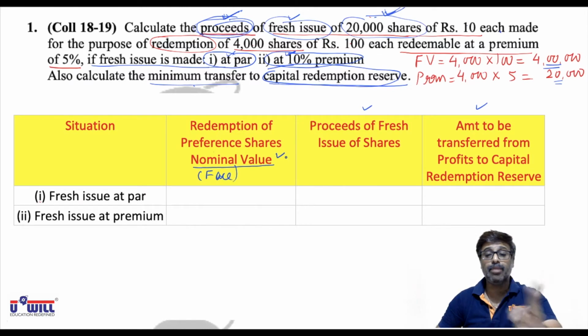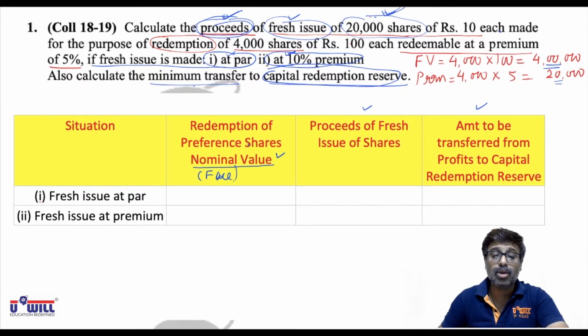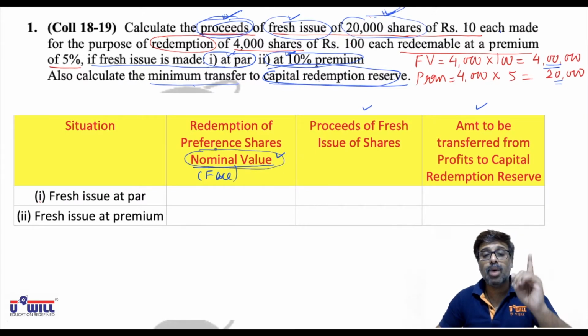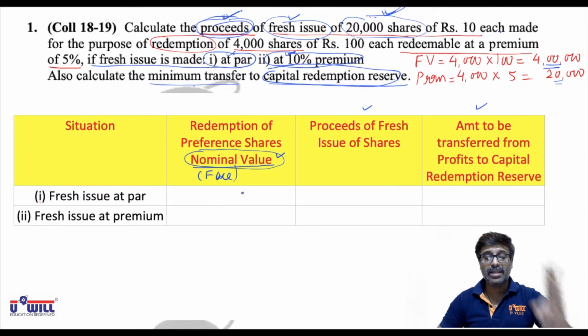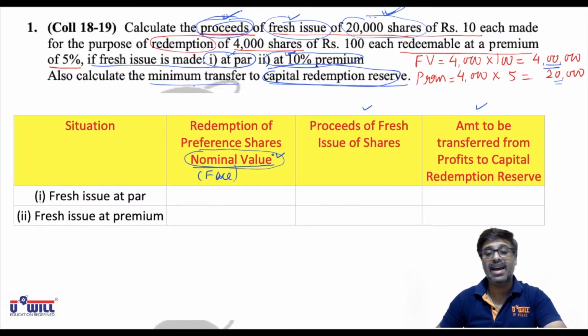Sources of redemption, profits and proceeds of fresh issue of shares. And the third condition, transfer of profits to capital redemption reserve. We will always consider only the nominal value of redemption of preference shares. Throughout the chapter, remember this. When we talk about conditions 2 and 3, what I made you write in the notebook for Section 55, we will consider only nominal value.